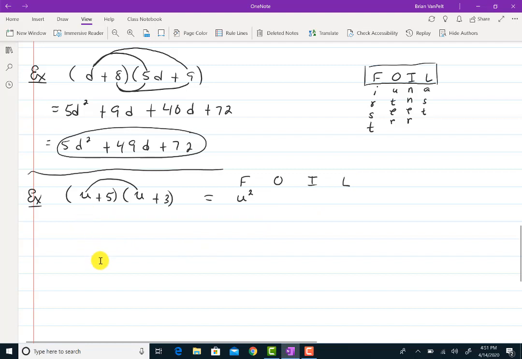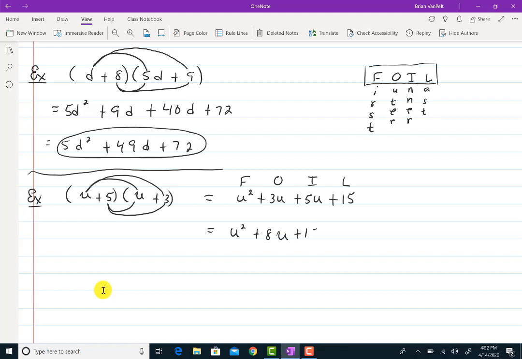The next thing we do is this first u times that last 3. That's what they call the outer part. They were both positive, so you get a 3u for that one. The next is still positive. I have a positive 5 and a positive u for the inner part. There's 5u. And then finally, to finish it off, we do these lasts. I get 5 times 3. They're both positive, and that's 15. And then all that's required now is to simplify by combining like terms. So I get u squared plus 8u plus 15.